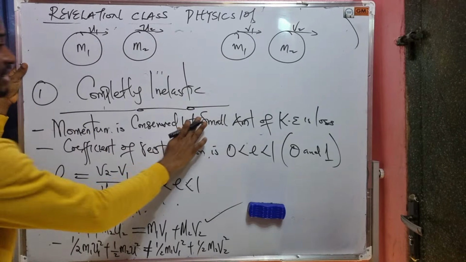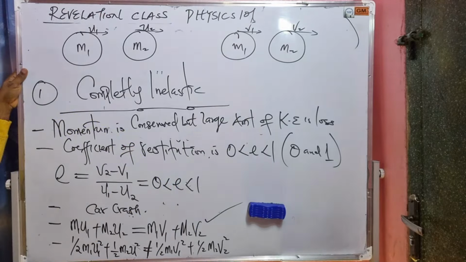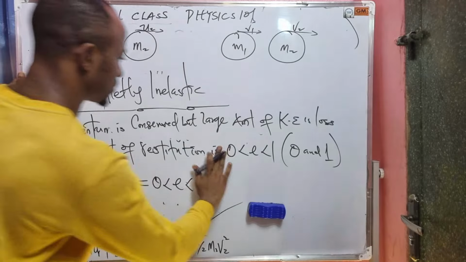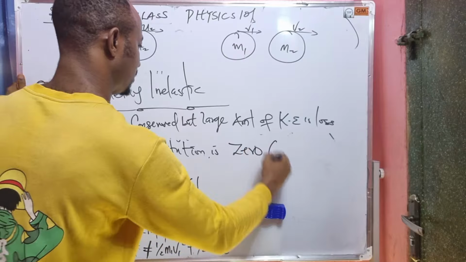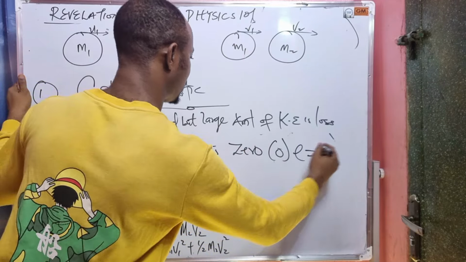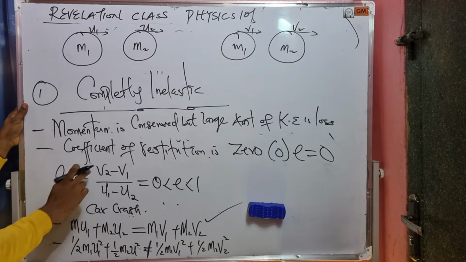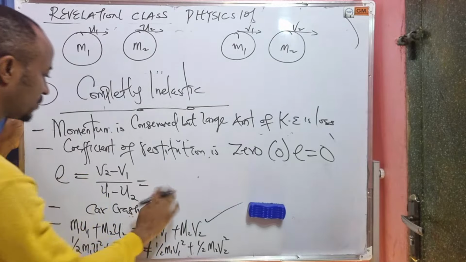Momentum is conserved, but a large amount of energy is lost, right? Then the coefficient of restitution is what? It is 0. In this case, our E equals 0. Meaning E equals (V2 minus V1) over (U1 minus U2), which is 0.